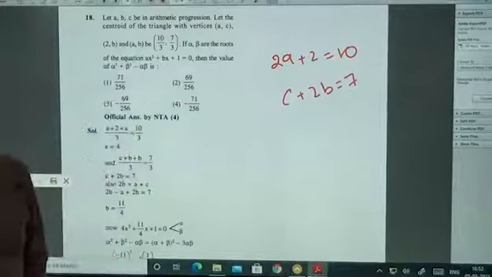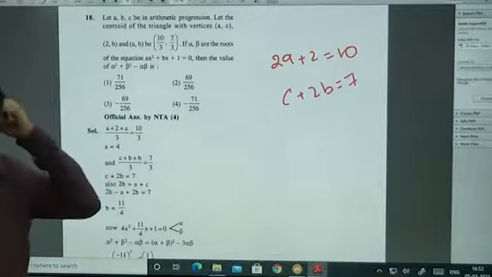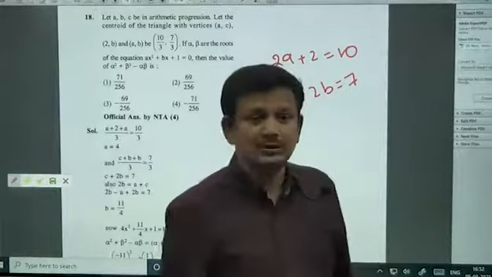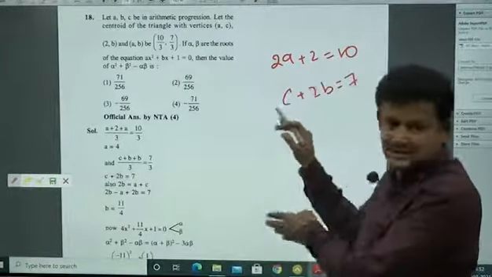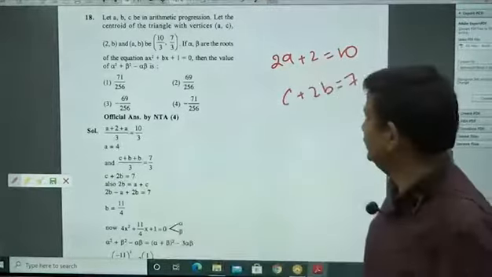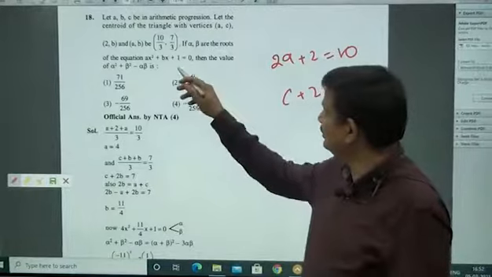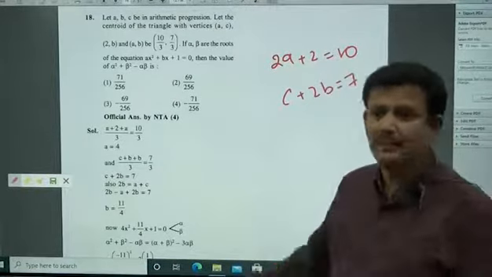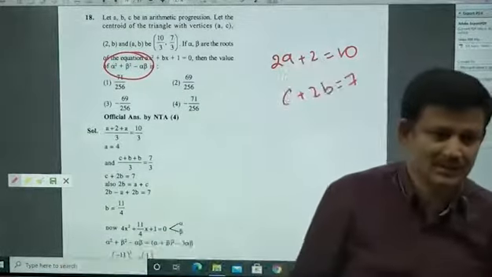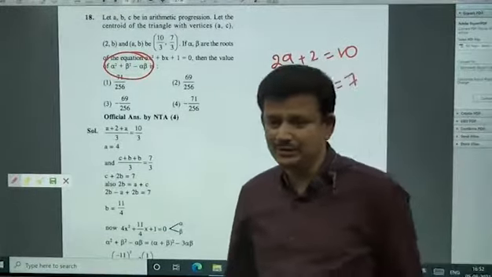A value I know. B, C, I have a condition. A, B, C are in arithmetic progression. So 2B is equal to A plus C. So A I already know. C I will know, B I will know. A, B, C are known to us. So quadratic equation, that's it. This is what? Alpha plus beta whole square minus 3 alpha beta. Sum of the roots, product of the roots, if you find out, more than sufficient.